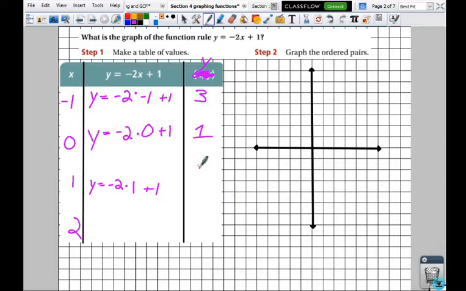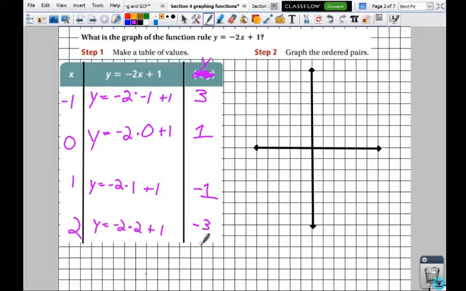Alright, so I am on 1 for my x right here. I'm going to go -2 times 1 is -2, plus 1 is -1. Almost done with our table, then we'll graph it. I'm going to plug in 2 for my x this time. So y equals -2 times 2 plus 1. -2 times 2 is -4, plus 1 is -3.